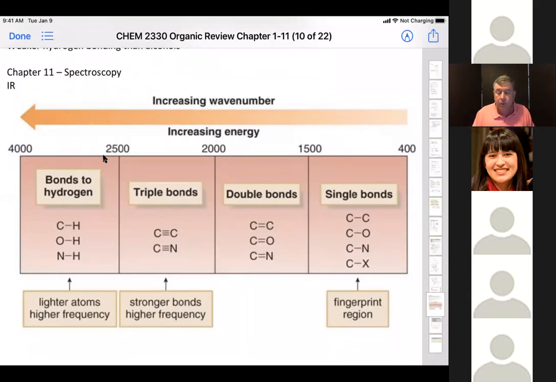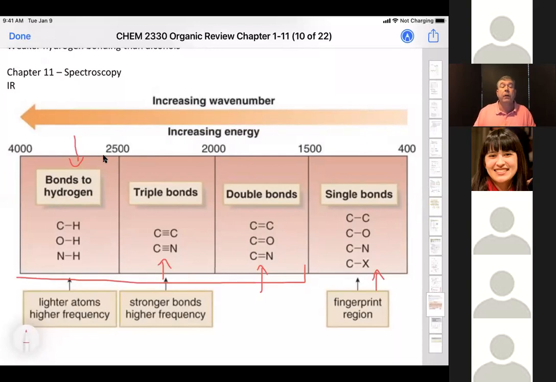And we have these four regions we care about. The light hydrogen atoms right here have the highest frequency because the atom is so light. Then our triple bonds are stronger, so they're going to have the next highest frequency, followed by our double bonds and our single bonds. The most useful identification is above 1500.